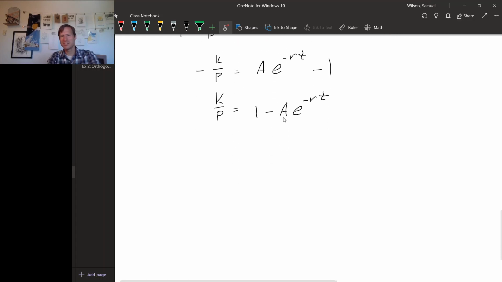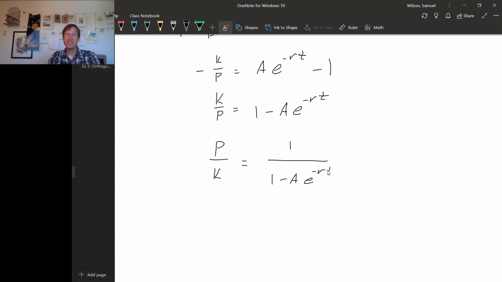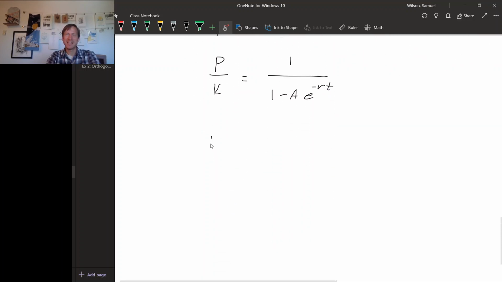A is an arbitrary constant, so I guess we could absorb this minus sign into A and make this a plus if we wanted to. I might do that later. Next, we need to take reciprocals. So then we get p over k equals 1 over (1 minus A e to the minus rt). And then finally, multiply by k. So we get our population function is k over (1 minus A e to the minus rt).